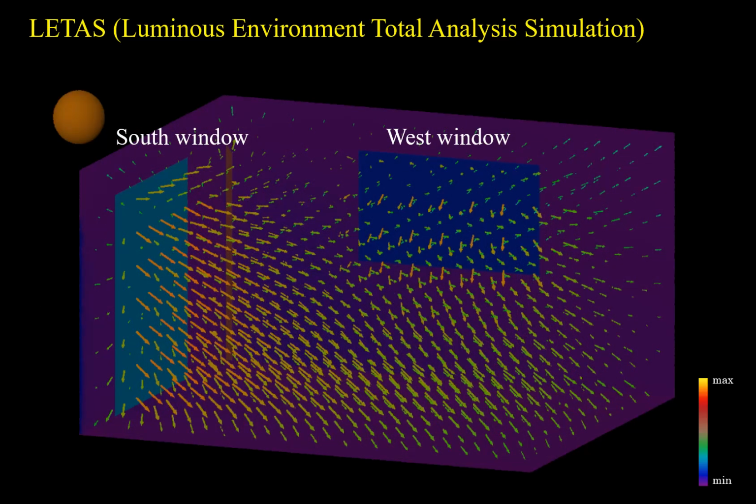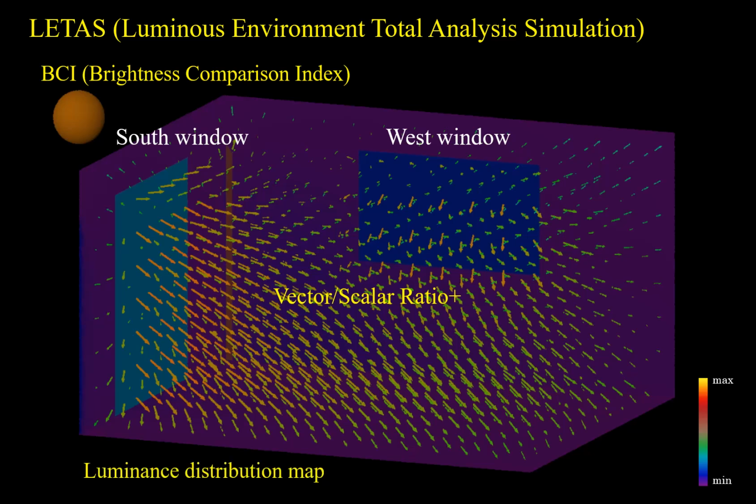As a tool for this, we propose the Luminous Environment Total Analysis Simulation, LETAS. Specifically, it is a comprehensive simulation of the luminous environment that combines the Brightness Comparison Index, BCI, which evaluates the brightness of the entire space, the vector scalar ratio plus, which shows the amount and direction of light and the intensity of the object's shadow inside the space, and the luminance distribution map on each surface of the space. The BCI and the vector scalar ratio plus are our original.